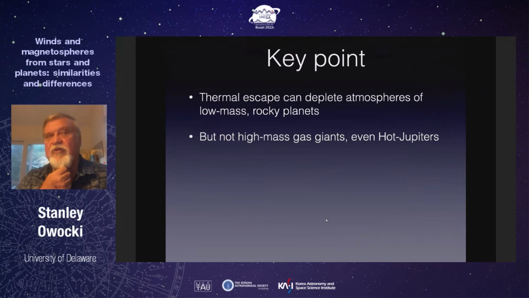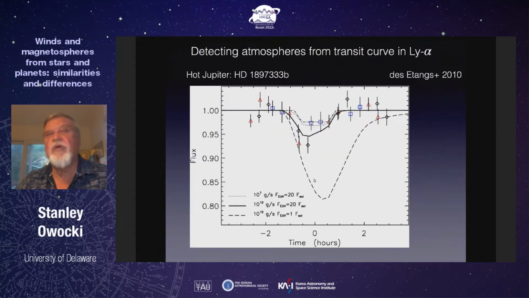So a key point here is that thermal escape can deplete the atmospheres of low mass rocky planets, but not high mass gas giants, even hot Jupiters. And now just to ask, well, how do we know that there are these outflows? Again, you can just use transit light curves.